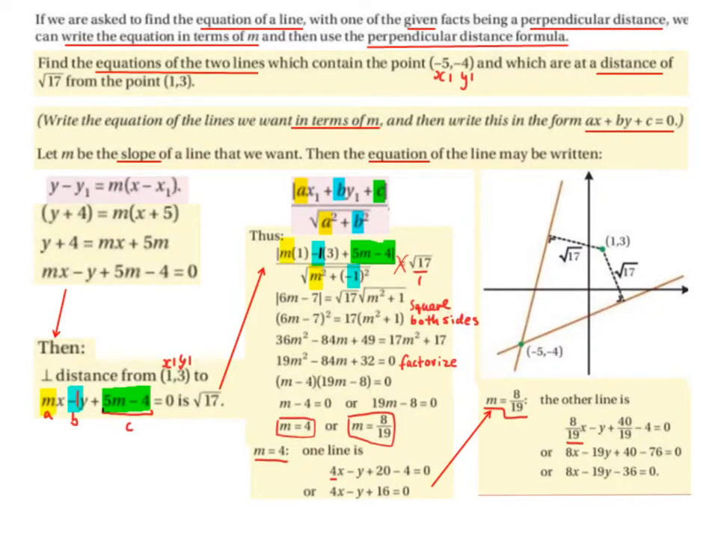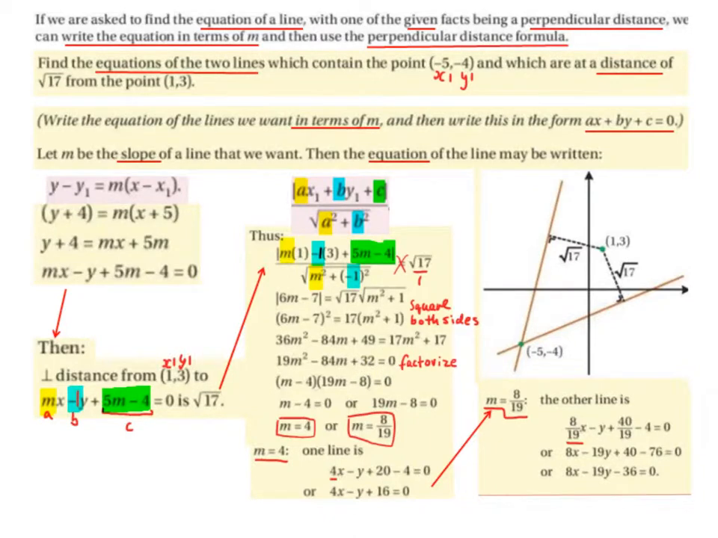Now we're going to square both sides to get rid of the roots. So 6m minus 7, we just put squared around it, equals root 17 squared is 17, and root m squared plus 1 squared just becomes m squared plus 1. Make sure you've got brackets in front of this, because remember, the root 17 was stuck onto it, and anything stuck together in maths means multiply. Next, we multiply out the brackets, so 6m minus 7 squared gives us 36m squared minus 84m plus 49, and that's all equal to 17 times m squared is 17m squared, 17 times 1 is 17. We're going to bring everything over the left hand side, so we get 19m squared minus 84m plus 32 is equal to 0.